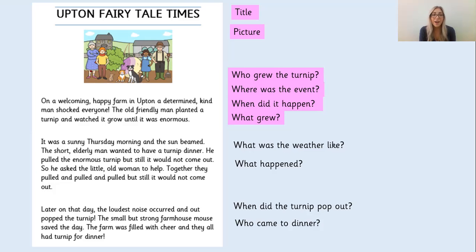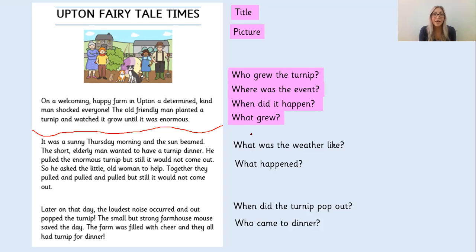Okay. Then I have thought about the first part of my newspaper today, and you can see some questions in pink. So who grew the turnip? Where was the event? When did it happen? What grew? And what I have done is, in the first part of my newspaper, I have written in sentences and answered all of these questions. So up to here is what I have looked at so far. Okay, so I've got my title, my picture, and I am answering some of my first questions. Okay, so let's have a go at reading it.